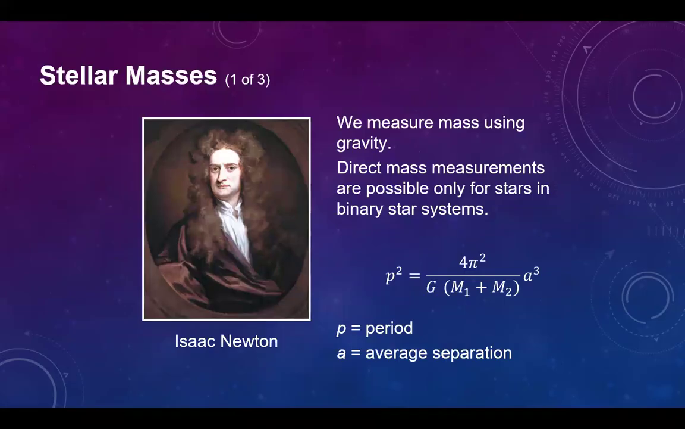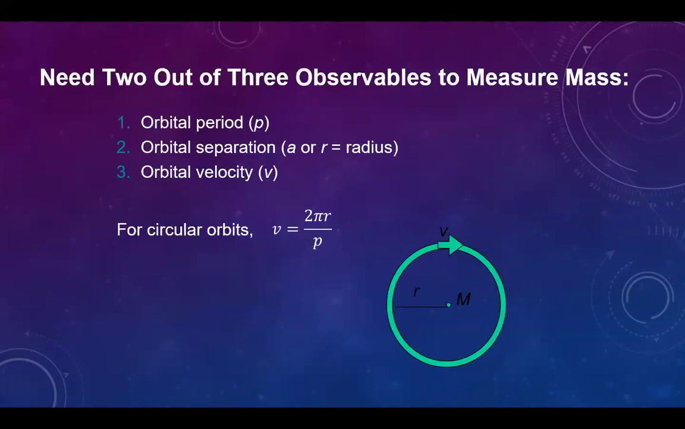So we can measure mass using gravity. This is the formula: period squared equals 4 pi squared over big G, the universal constant, times (mass 1 plus mass 2) times a cubed. And these direct mass measurements are only possible for stars in binary star systems. Something needs to be orbiting to make these measurements. So we need 2 out of 3 observables to measure mass: period, orbital separation (a, or radius), and orbital velocity.